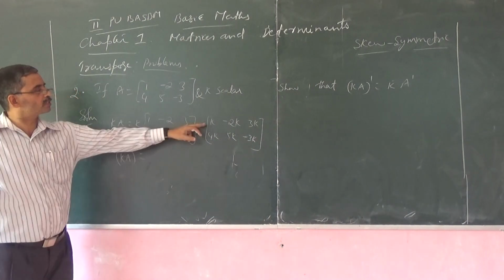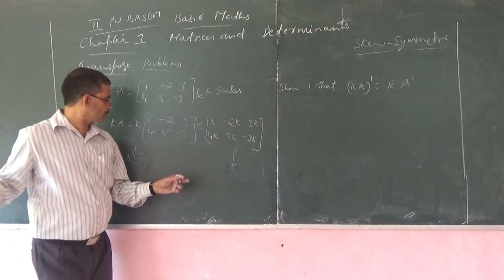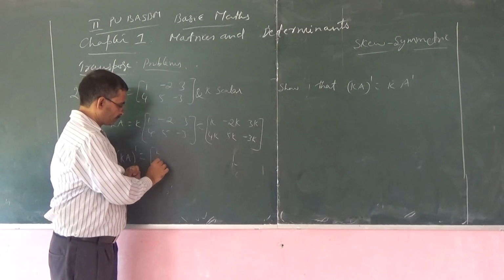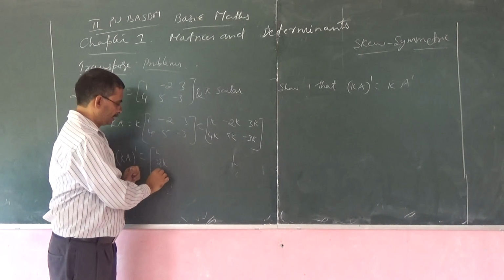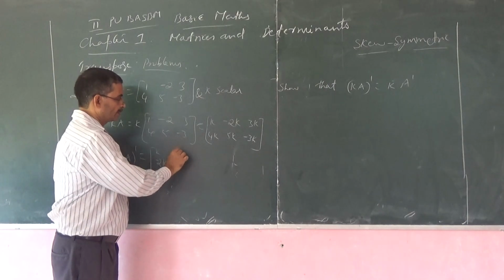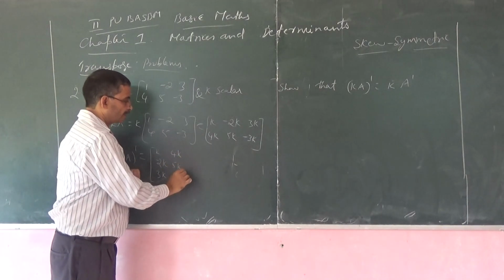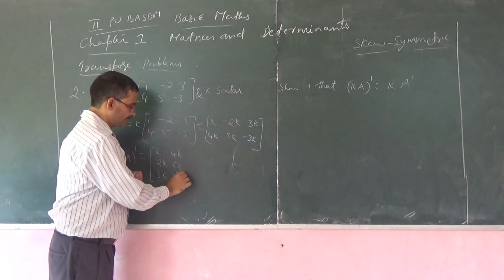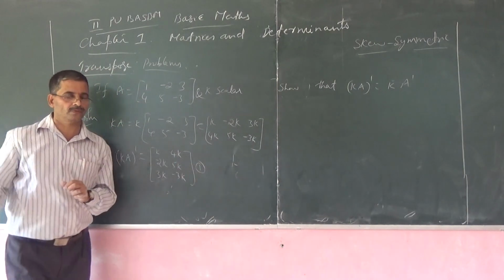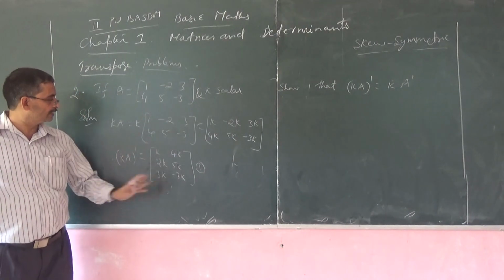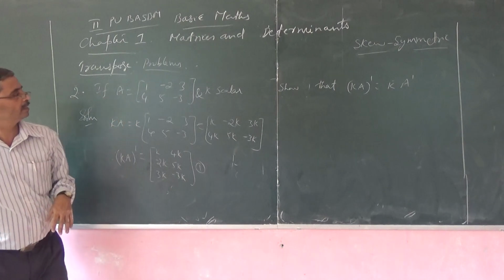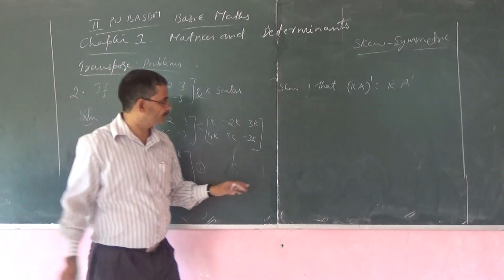So therefore (Ka) dash equal to transpose of this. So transposing means what you get? First row becomes first column: K, minus 2K, 3K. Second row becomes second column: 4K, 5K, minus 3K. So call it as 1, the left hand side actually. So to prove left hand side equal to right hand side, next, what is K into A dash?